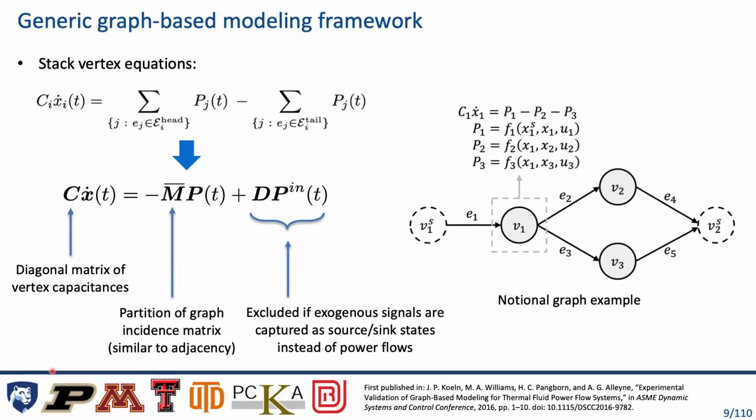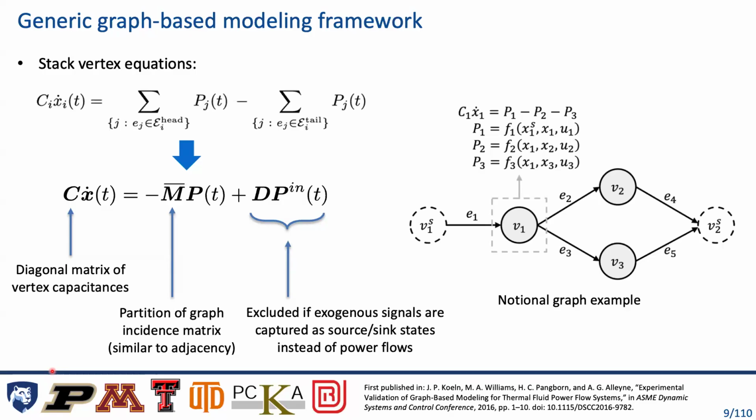Which are going in, which are going out. And so here P is just the vector of power flows. And then you can do a similar mapping to any exogenous power flows. So P in here would be any source or sink power flows affecting the system. And D is just, again, a mapping of zeros and ones that tells you which ones affect which states. All right, so you get this nice matrix equation.